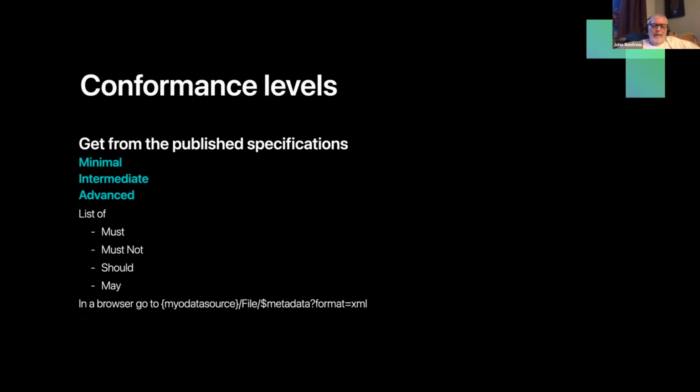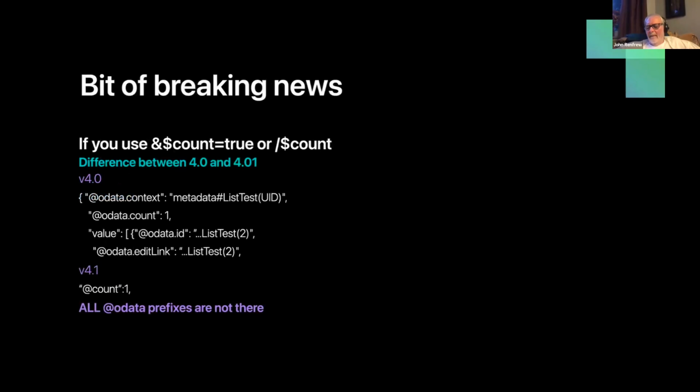If you go to some OData source / a file and then do /$metadata format XML in a browser, scroll right down to the bottom of the XML, you will see what FileMaker is declaring to the outside world, that it's at the level of intermediate. For version 4.01, Claris Server is compliant with the intermediate level of the standard. There's a few other things down there that it'll tell you what it doesn't support. But that's where we're kind of at.